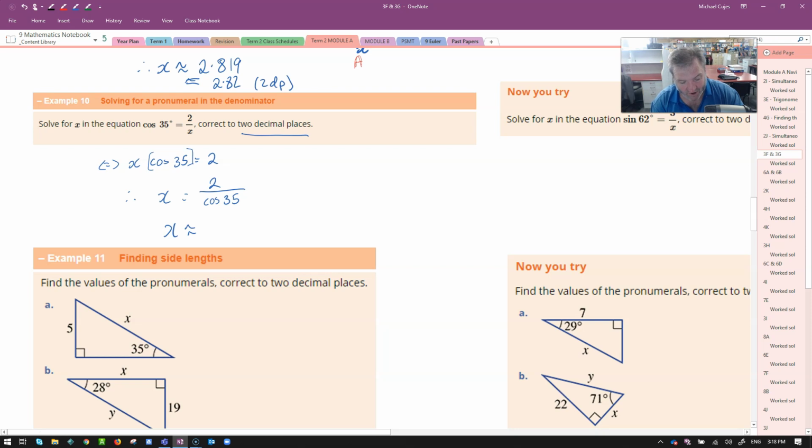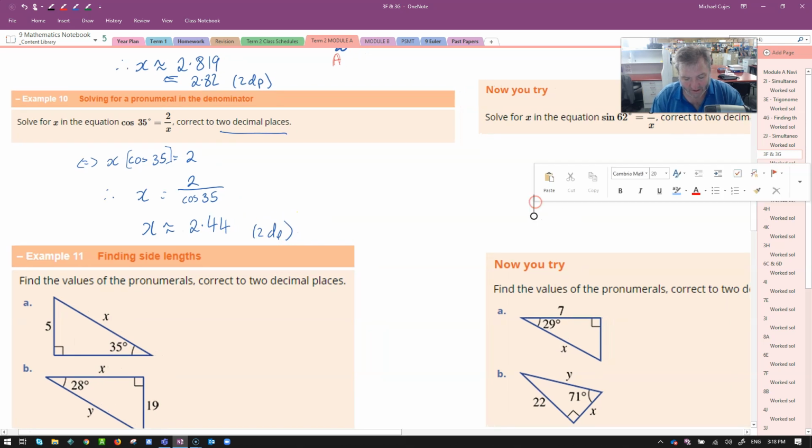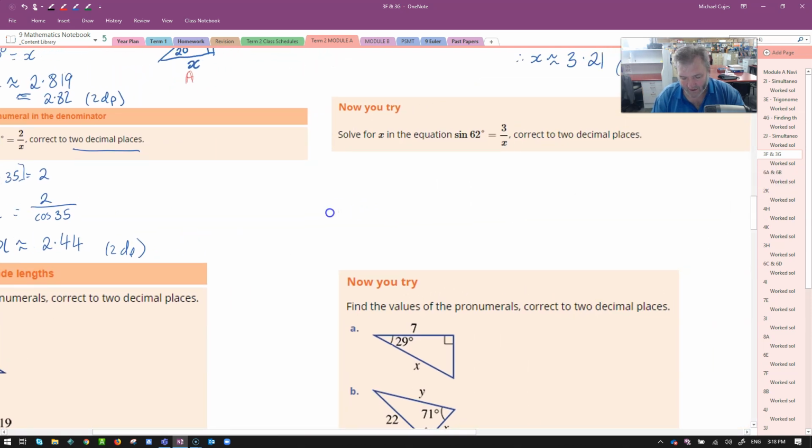Anyway, 2 divided by cosine of 35. Push buttons on my calculator, and it's giving me approximately 2.44. That's all there is to it. So when the value you're looking for is in the denominator, you need to multiply by that thing first, get it out of the denominator, and then solve the equation from there.